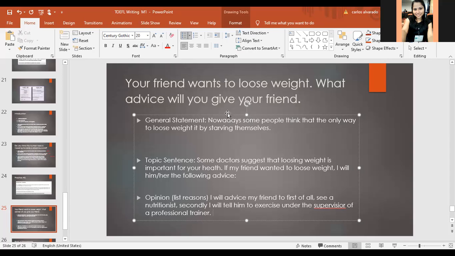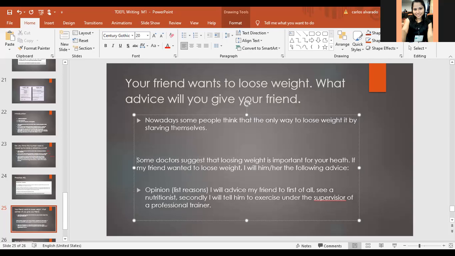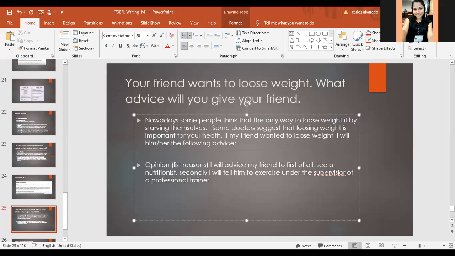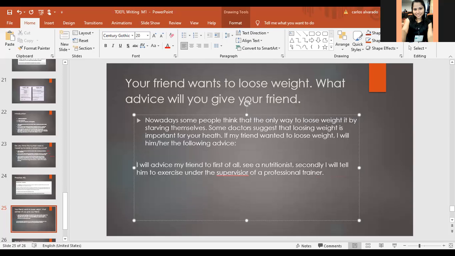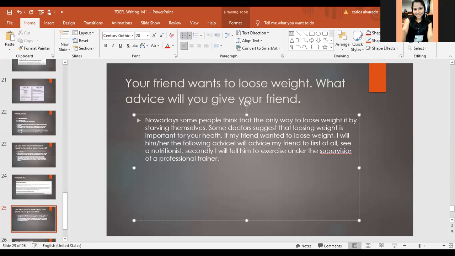Now, ¿qué pasa si ponemos todo esto junto? Right? Now we have a good essay paragraph. First introduction paragraph, right? Si ponemos todo esto junto, let's put it all together in a nice paragraph. All right? So, ¿quién quiere leerlo? Who wants to read it? Me. Okay, do it.